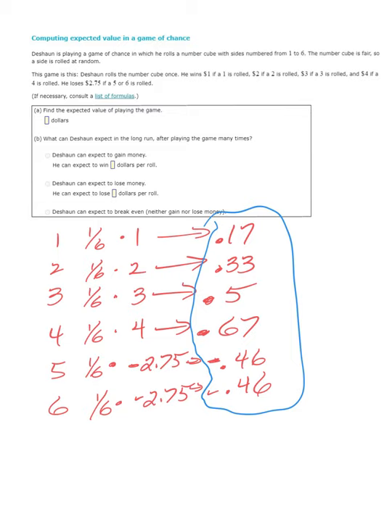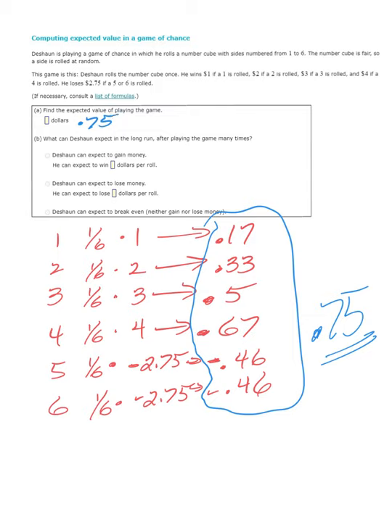0.17 plus 0.33 plus 0.5 plus 0.67, minus 46 cents and minus another 46 cents, for a grand total of 75 cents. So that's a positive number. That's a positive 75 cents. So my expected value is 0.75.